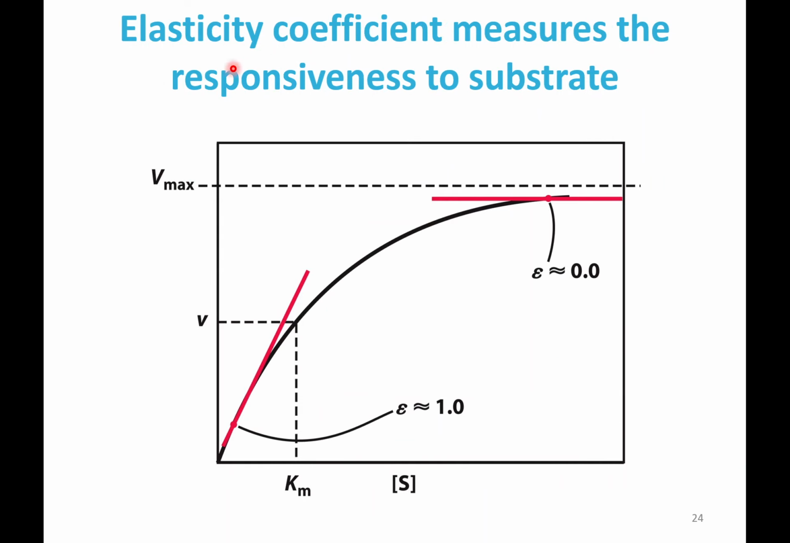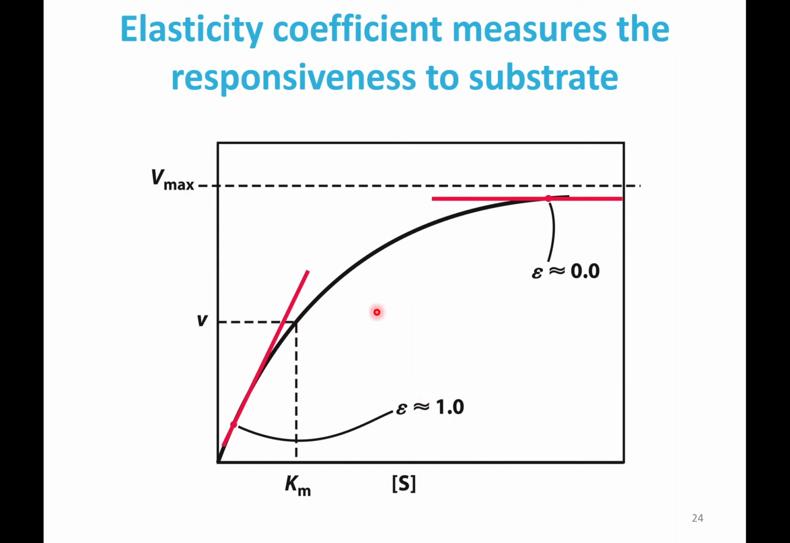Okay, there's also something called the elasticity coefficient. It measures the responsiveness to a substrate. If we're plotting the substrate concentration versus our rate of reaction, in that typical Michaelis-Menten plot, when our substrate is low and we're getting a pretty high response to that substrate, that elasticity coefficient is basically 1.